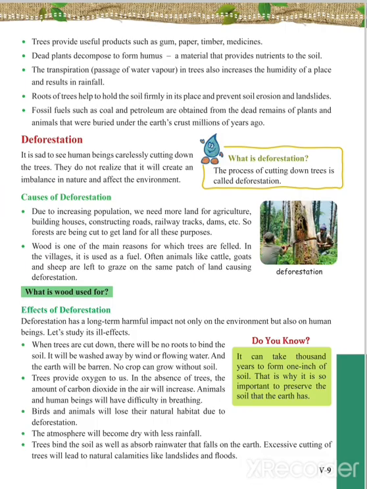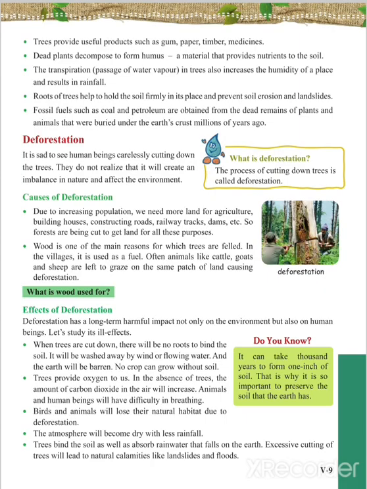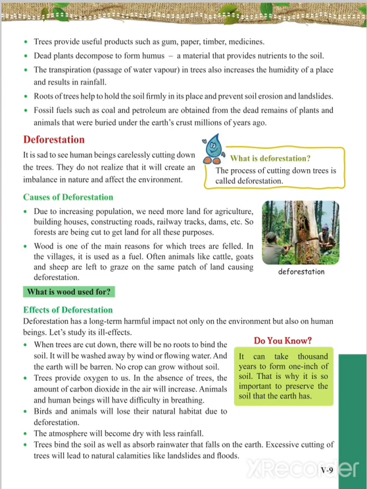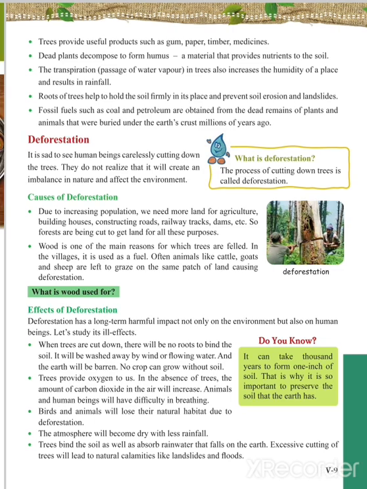Roots of trees help to hold the soil firmly in its place and prevent soil erosion and landslides. If trees are grown, the roots of the trees hold the soil of that particular area whenever there is heavy rainfall, due to which it prevents soil erosion. Soil erosion is the flowing away of soil from that area.